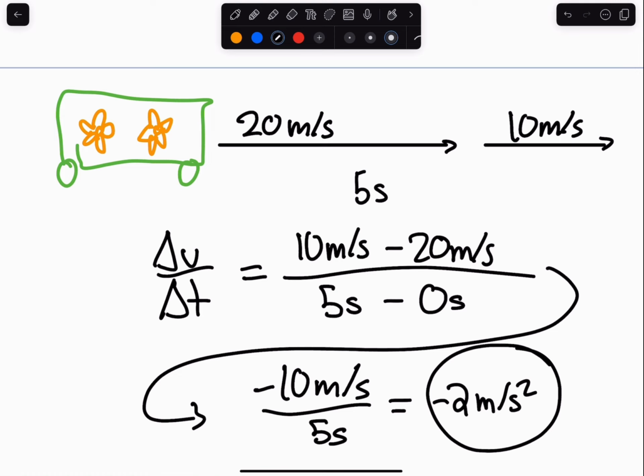Now, hopefully this negative acceleration makes sense, because in this scenario, the Mystery Machine is not speeding up, it's actually slowing down, which is what gives us a negative acceleration. Some people like to call this deceleration, but I tend to just call it negative acceleration. But if you do see the word deceleration anywhere, just know it is negative acceleration.